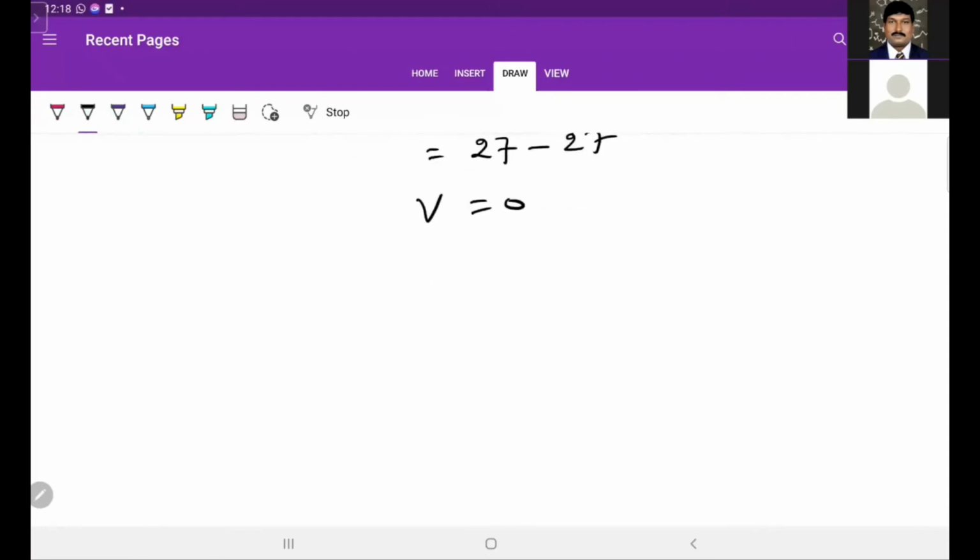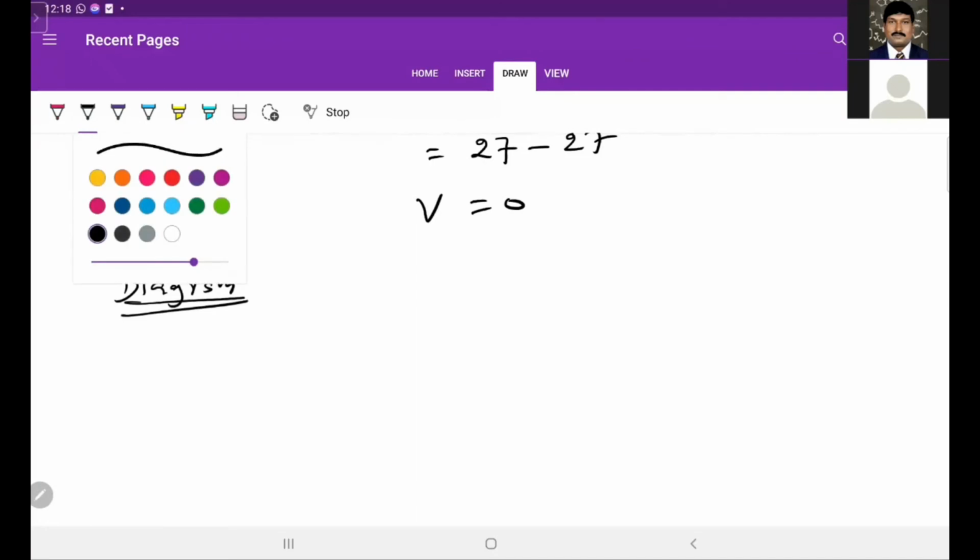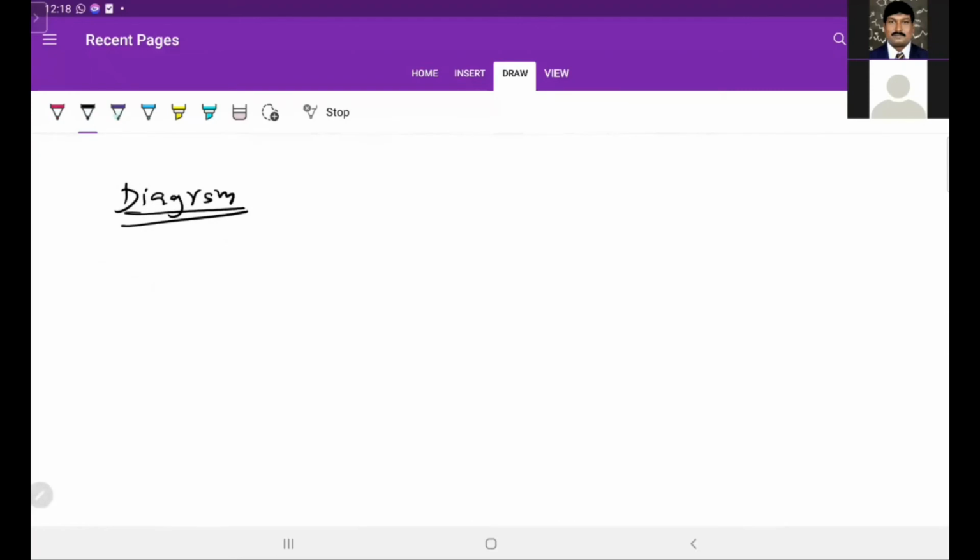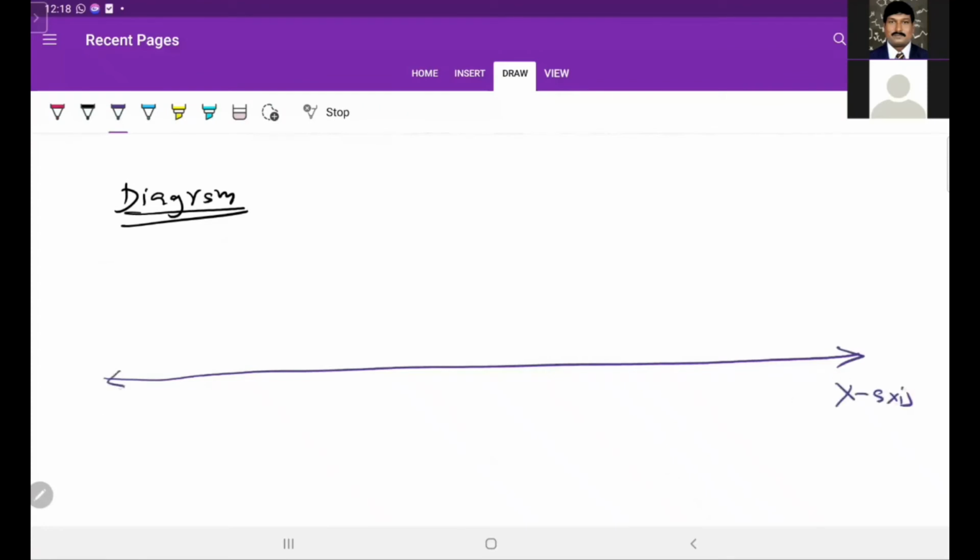So I'm going to draw the figure. For this situation, the diagram I'm writing here. If we study the position and velocity of the particle in a detailed way, initially, suppose this is the x-axis, and this is the minus x-axis. It's better to take time. Time t is equal to 1.